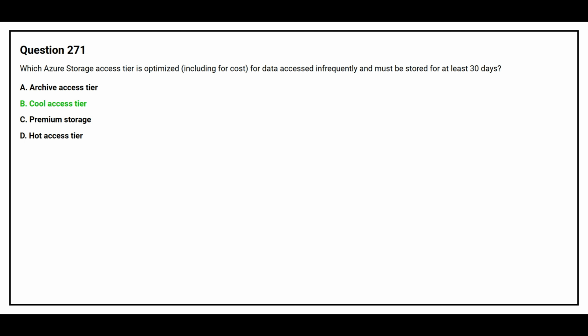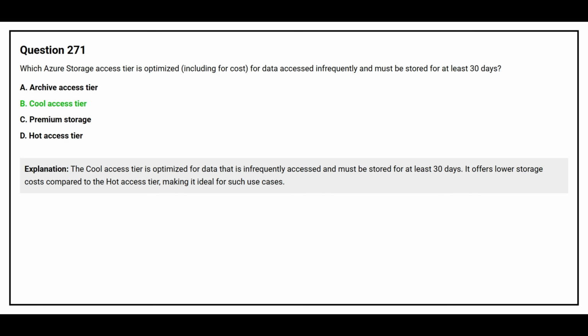The correct answer is option B, Cool access tier. The Cool access tier is optimized for data that is infrequently accessed and must be stored for at least 30 days. It offers lower storage cost compared to the Hot access tier, making it ideal for such use cases.